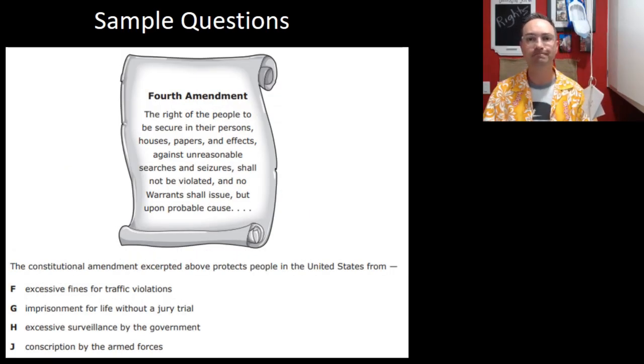Pause it. All right, 4th Amendment. Right of the people to be secure in their persons, houses, papers, and effects against unreasonable searches and seizures shall not be violated. So the government can't just come in and search your house. This is all about protecting you as a person, as an individual. Obviously, they felt like this was a huge problem under British rule. So this is all about letter H, keeping the government out of excessively surveilling you as a person.